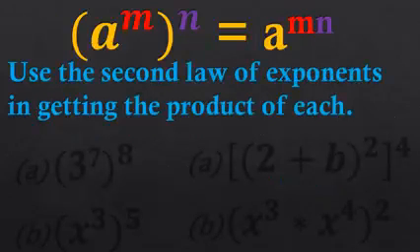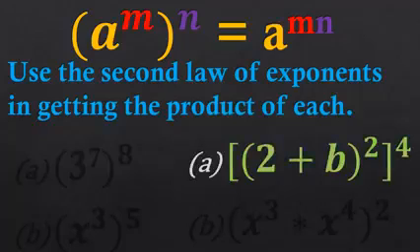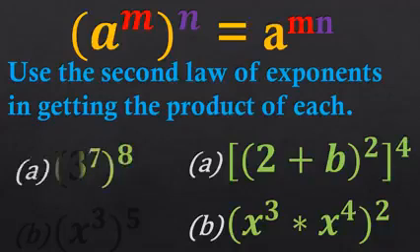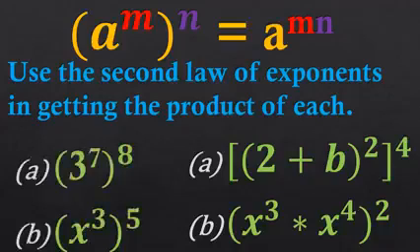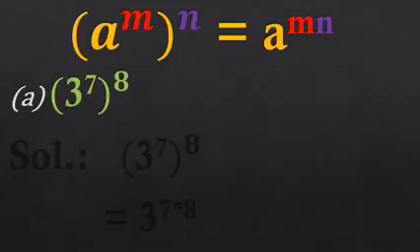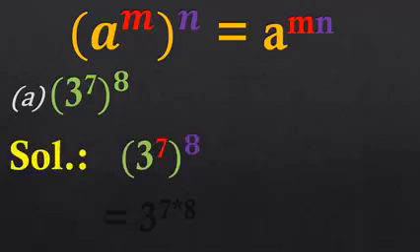Example. Use the second law of exponents in getting the product of each. So we have 4 examples. Let's now proceed to the first one. So what is the answer for 3 raised to the 7th power to the 8th power? So we have 2 exponents here. Again, using the second law of exponent, we will multiply the exponent and copy the base.